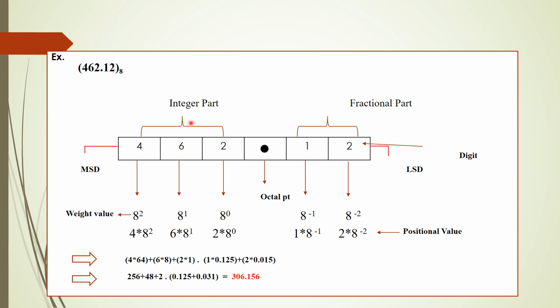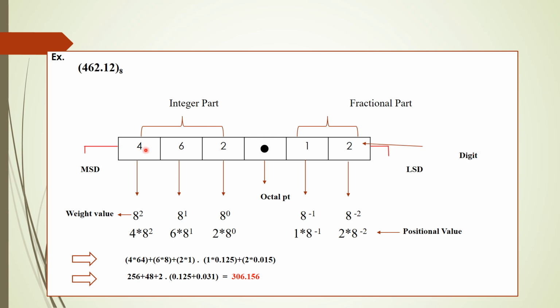So in the integer part, the weight value for the 2 is 8 raised to 0. The weight value for this 6 is 8 raised to 1. And the weight value for this 4 is 8 raised to 2. In the same way, in the fractional part, 8 raised to minus 1 and 8 raised to minus 2.